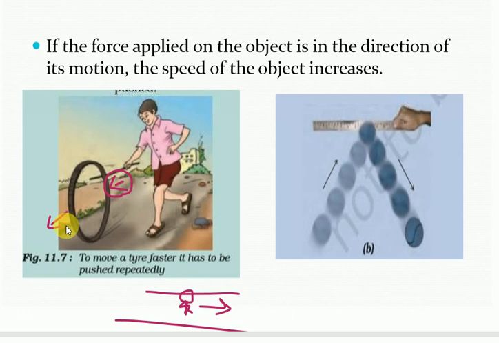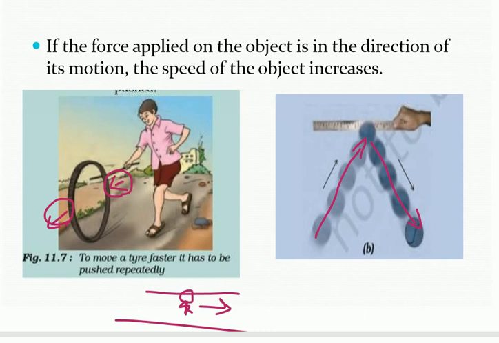Now see this one. This is a ball, a very small ball. Now suppose this ball is moving in this direction. Now the scale behaves like an obstacle to it, so it changes its direction. Here you can see. So when an object is moving in one particular direction and an obstacle comes in its path, the object may change its direction.